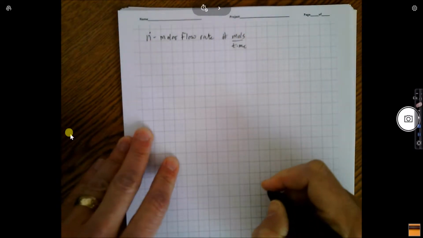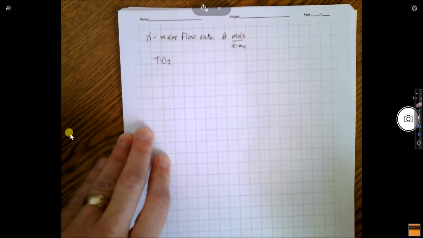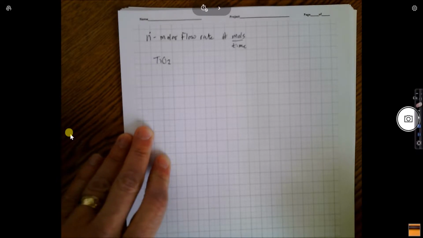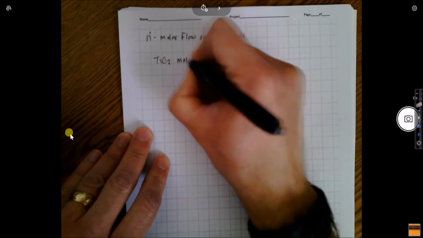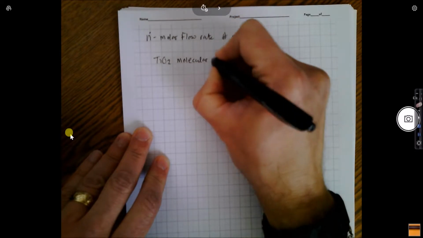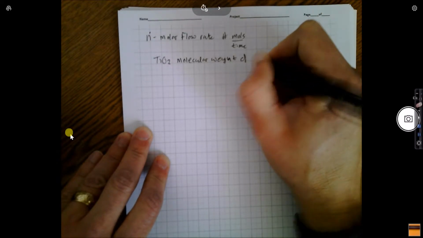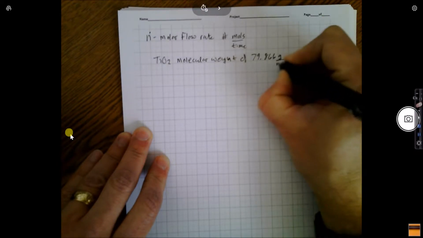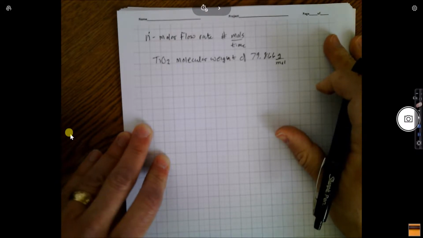So let's make an example using, again, our friend titanium dioxide. Titanium dioxide comes in two polymorphs, just a fun fact: anatase, I'm probably pronouncing it wrong, and rutile, which is probably the more common of the two. Someone may want to correct me on that. Titanium dioxide happens to have a molecular weight of 79.866 grams per mole. And hopefully you can read that.